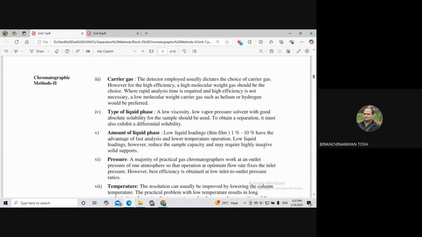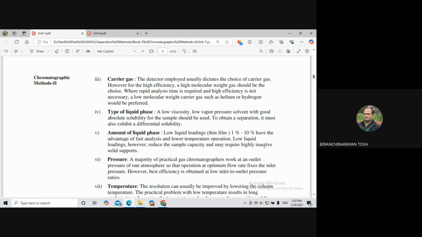Then the carrier gas. The detector employed usually dictates the choice of the carrier gas. However, for high efficiency, a high molecular weight gas should be the choice. Where rapid analysis time is required and high efficiency is not necessary, a low molecular weight carrier gas must be chosen, such as helium or hydrogen will be preferred.